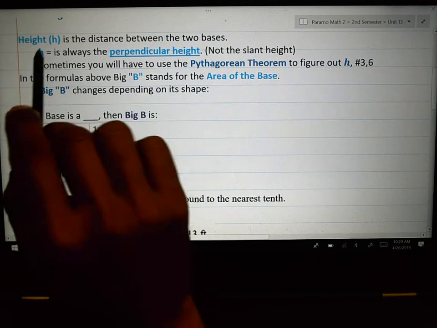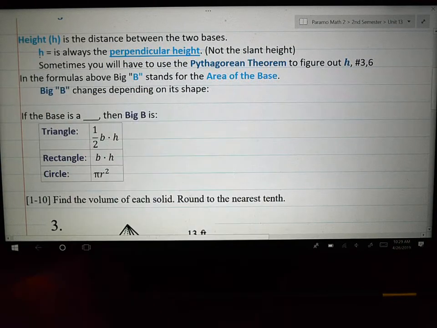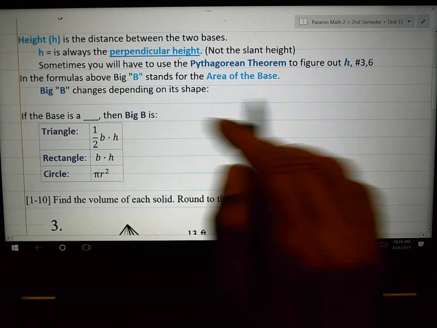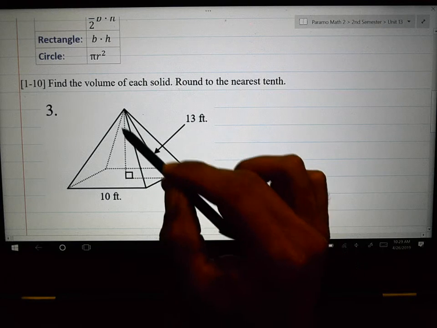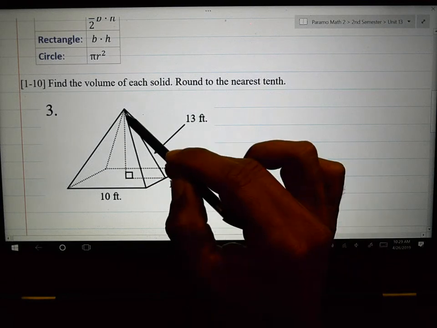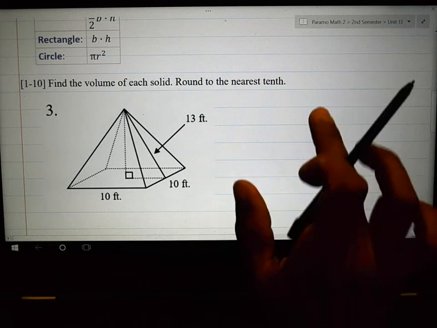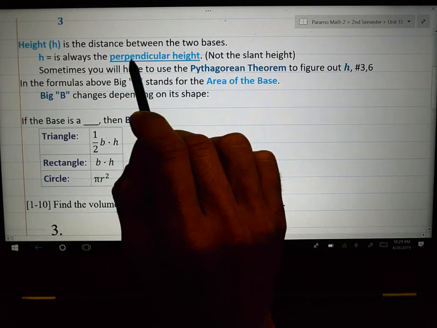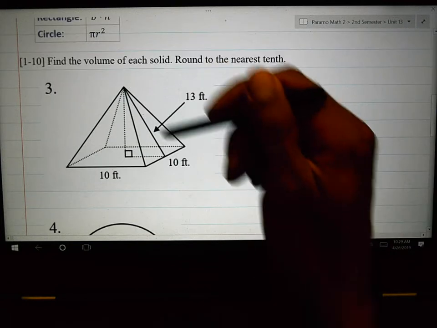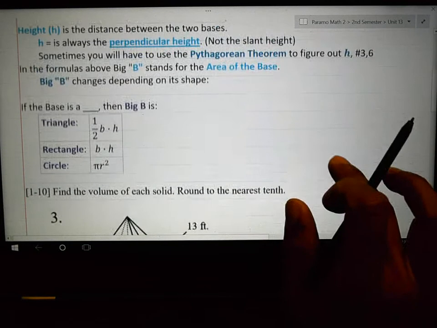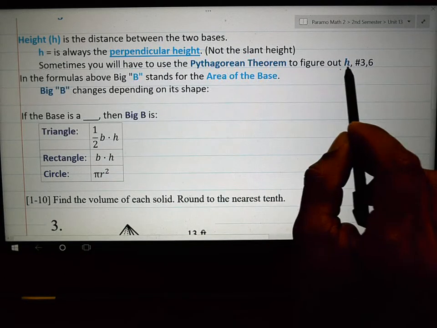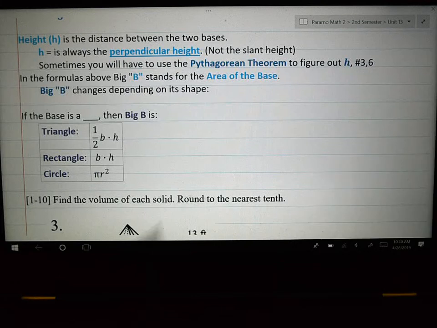H is always the distance between 2 bases. H is always perpendicular to the base. They will try to trick you. H is the perpendicular height. And sometimes they're going to give you the height on the outside of the shape, since it's the perpendicular height and not the slanted height, like this. Sometimes you will have to use the Pythagorean theorem to figure out what H is, like numbers 3 and 6 in your homework.